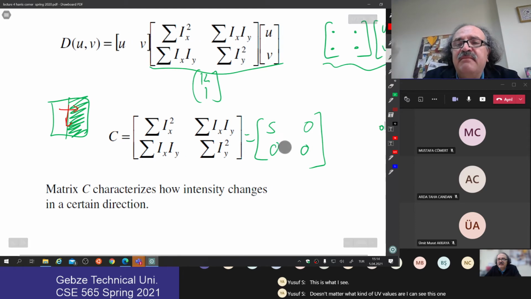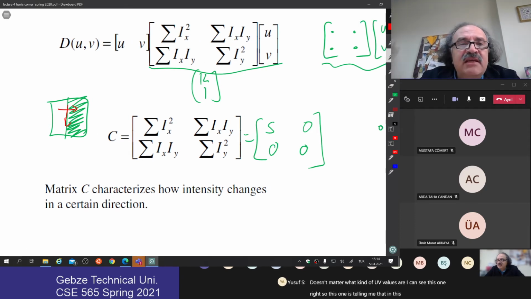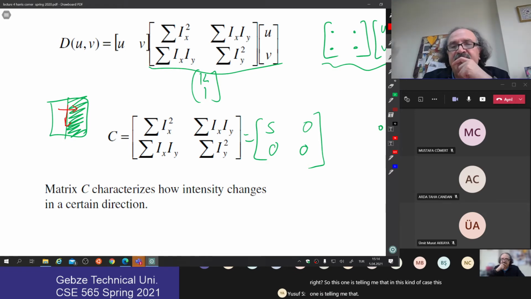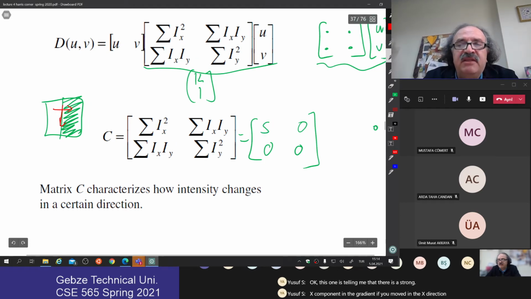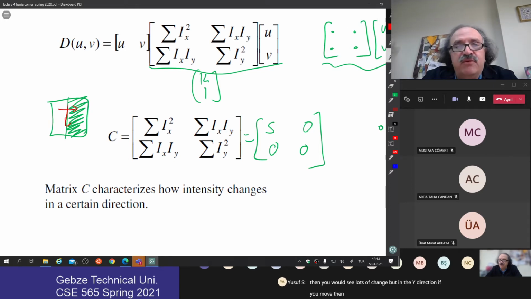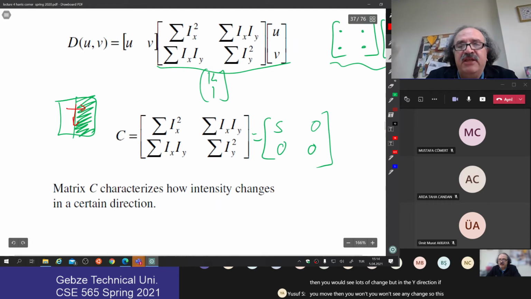So in this kind of case, this one is telling me that there is a strong x component in the gradient. If you move in the x direction, then you would see lots of change. But in the y direction, if you move, then you won't see any change. So this is kind of an edge detector, right? I found an edge detector.